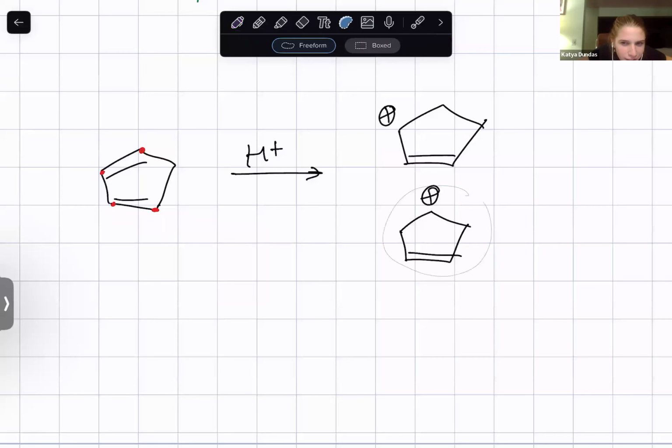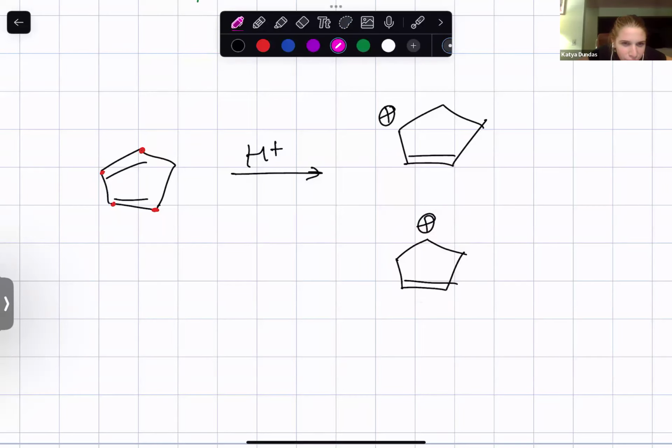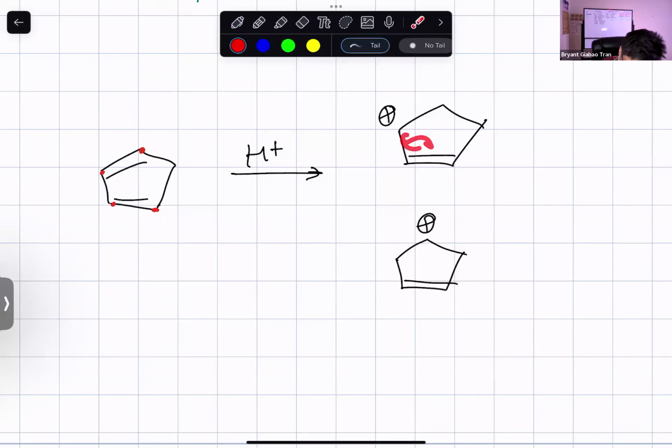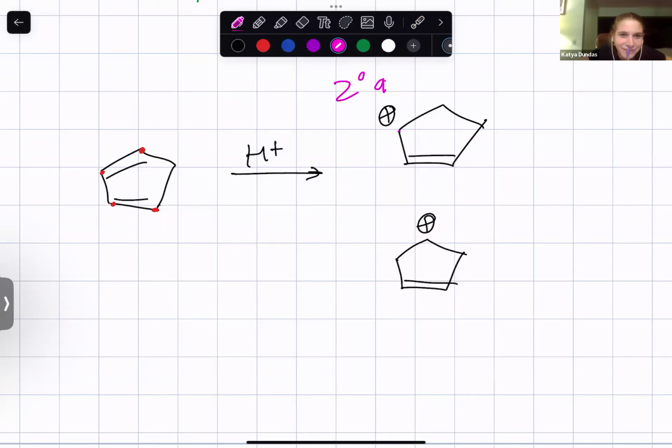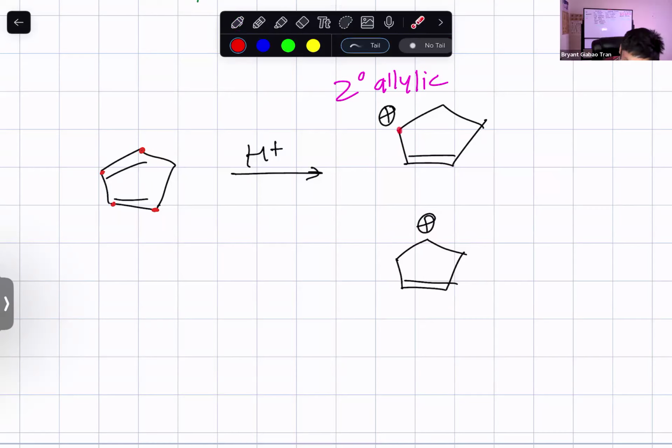The top one, because it can swap over. Yeah, the top one, because it could do resonance. This is a secondary allylic carbocation. We were talking about the allylic positions today. The allylic position is one carbon away from the alkene.